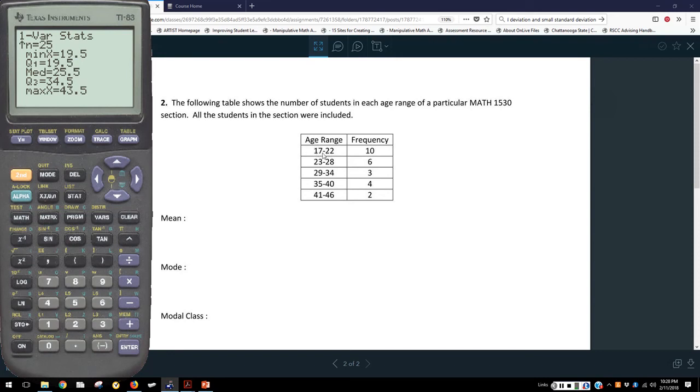Similarly, that's why the minimum age is 19.5, because we don't know what the actual minimum age was, although we could probably presume it was 17. And the maximum, we can't presume it was 46 because it may have only been 45 or 44. So we're going to assume that it's the middle of the class. Remember, these 5-number summaries for a frequency distribution of class midpoints are only going to be able to refer to the class midpoints.